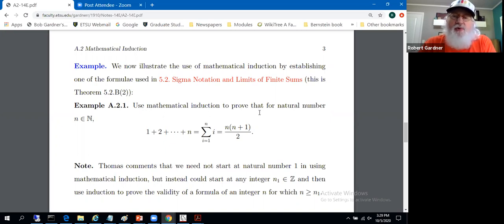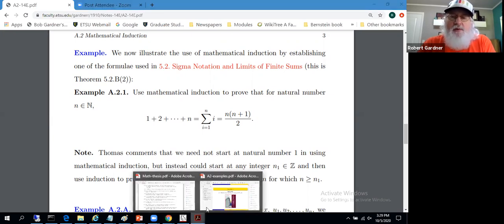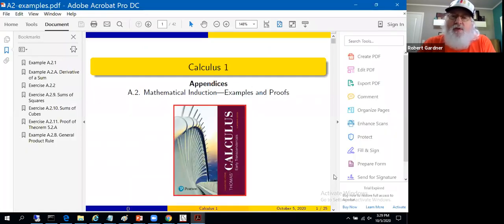Use math induction to prove that for any natural number n, the sum of the first n integers, written in the sigma notation with i as the index, is n times n plus 1 over 2. I usually use k as the index, but we're going to use k for something else, so I've changed the indices; they're dummy variables. We used that when we first encountered definite integrals and approximating definite integrals. So let's go through a proof of that using induction.